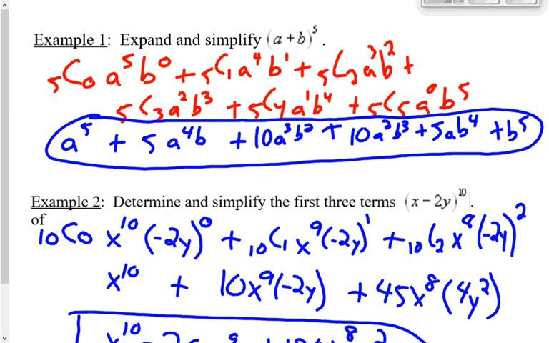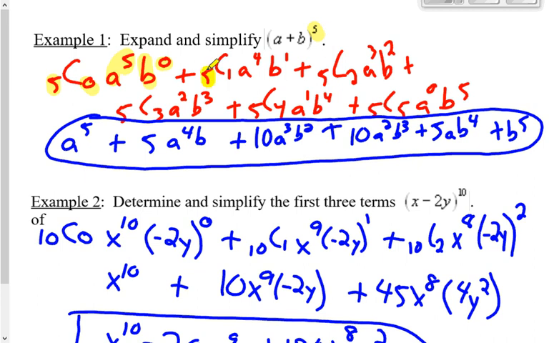Okay, so the example says expand and simplify (a plus b) to the power of 5. So we start and we say, look, these are powers of 5. So we start with 5 choose 0. So that's the starting step. We take our a, we raise it to the 5th power as we do here, and then the b goes to the power of 0. Notice the sum of these two exponents: 5 plus 0 is 5, just like we have over here.